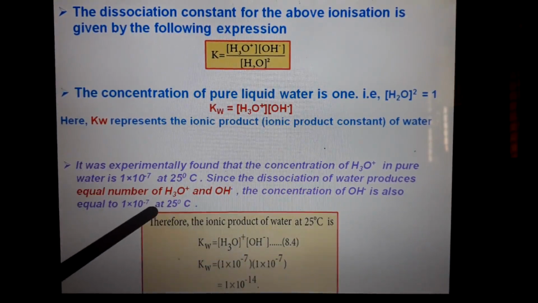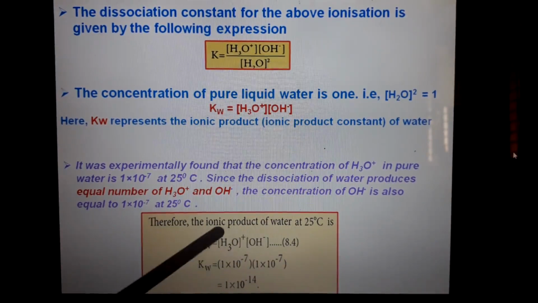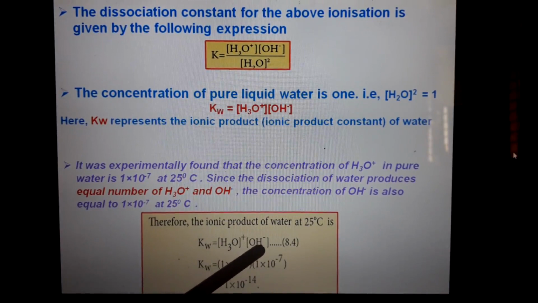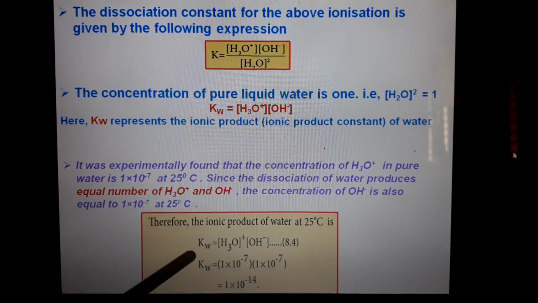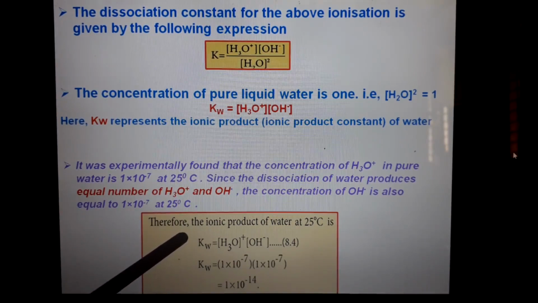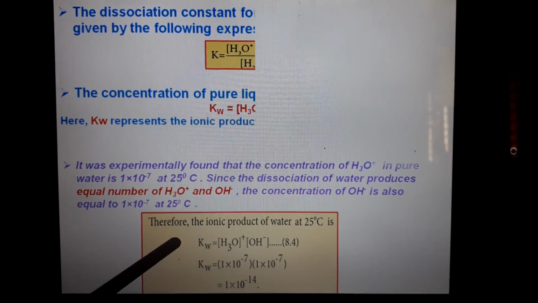Next, from this concept, we see the ionic product of water. What is the ionic product of water? Kw is equal to H3O plus times OH minus, which is 1 into 10 to the power of minus 7 into 1 into 10 to the power of minus 7, that is 1 into 10 to the power of minus 14. The Kw value for water is 1 into 10 to the power of minus 14. This is a very important question for 2 marks.